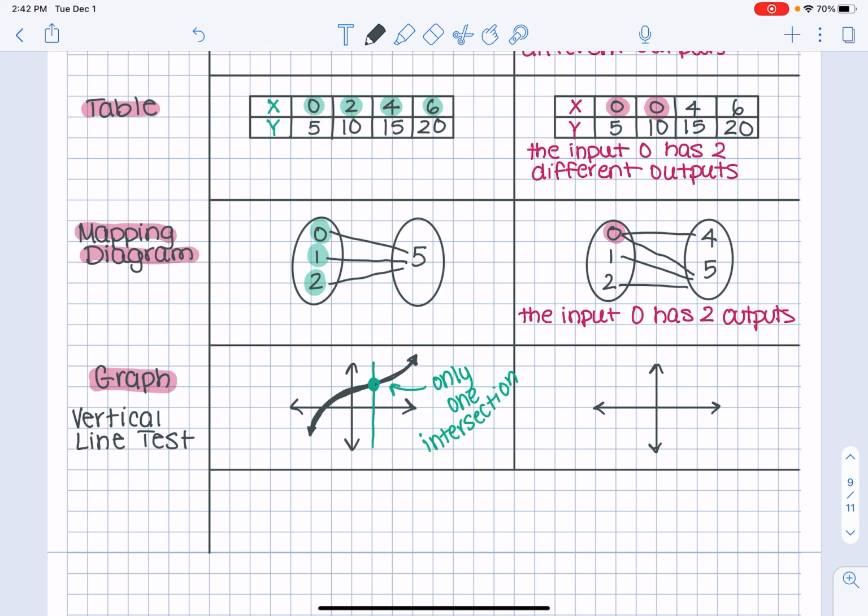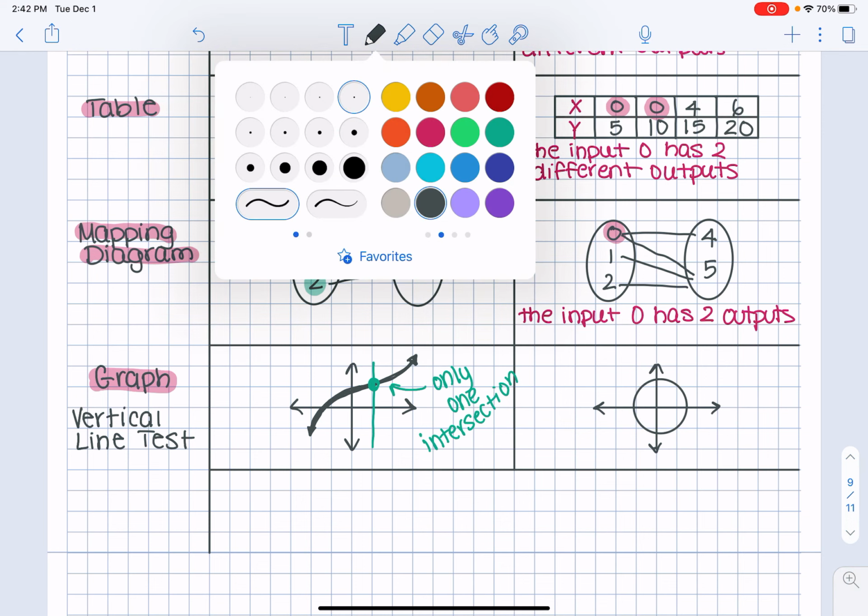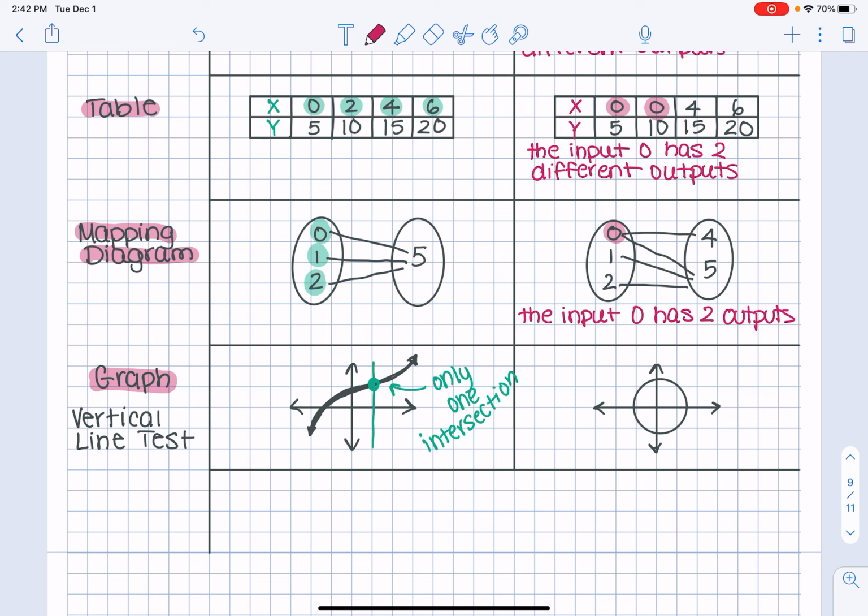However, let's say I have a graph that looks like a circle. Okay? And I draw a vertical line. Let's say I draw it right here. This has 2 intersections. So we can write that 2 intersections. That means there's 2 outputs. We do not want that. So that means this is not a function.